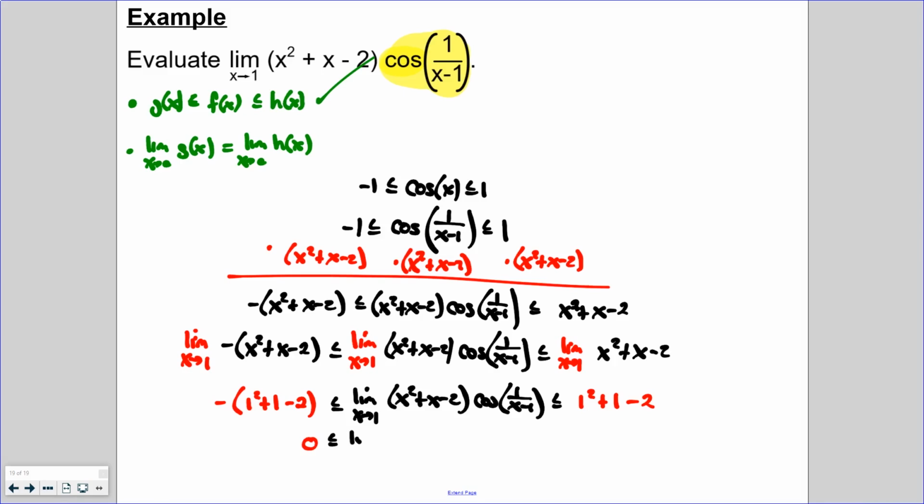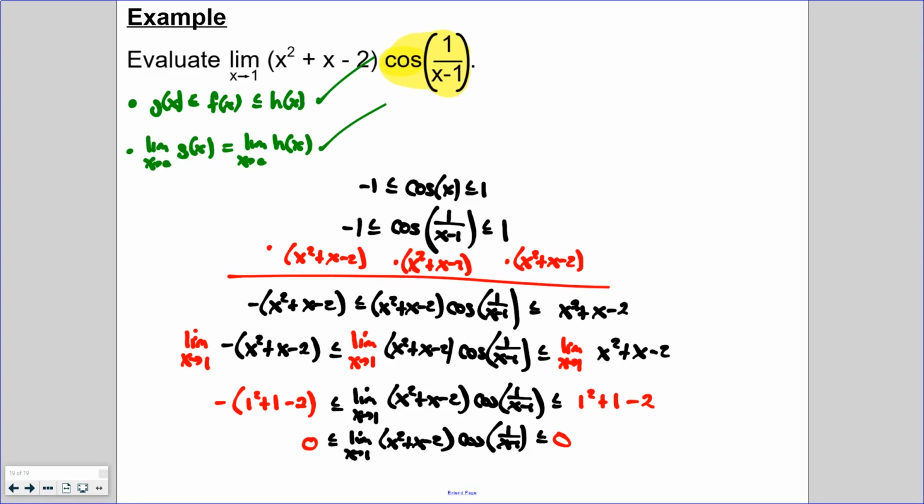That'll be less than or equal to the limit as x approaches 1 of x squared plus x minus 2 times cosine of 1 over x minus 1. And boy, is that a pain to have to write every time. Good thing we only have to write it one more time. And then evaluate the upper expression. 1 squared plus 1 is 2. 2 minus 2 is 0. So therefore, our lower and our upper limit are the same. So we have satisfied that condition, which means we can now squeeze it.